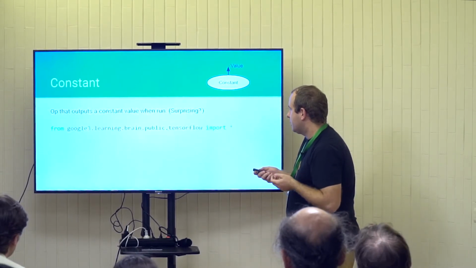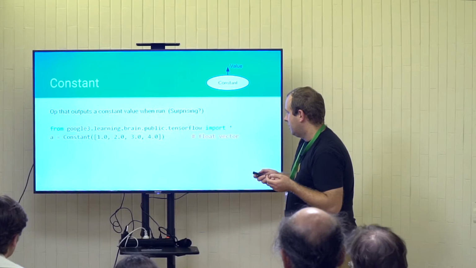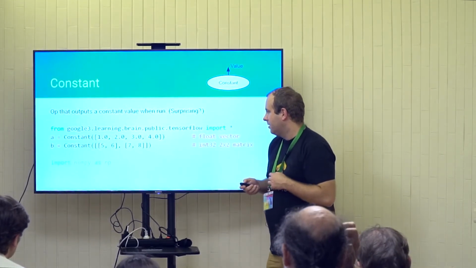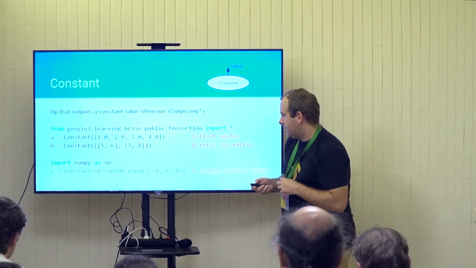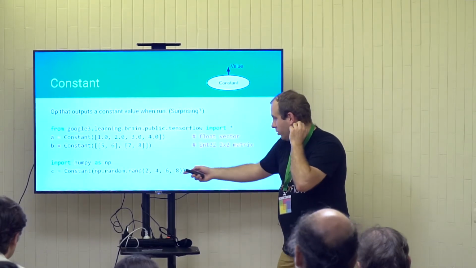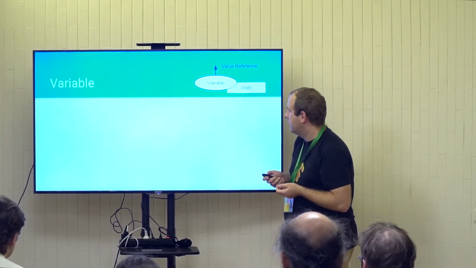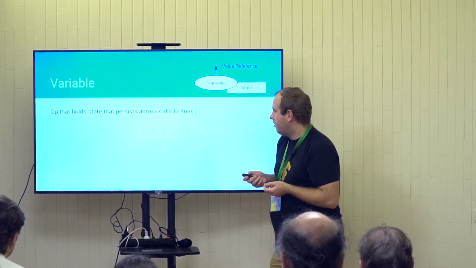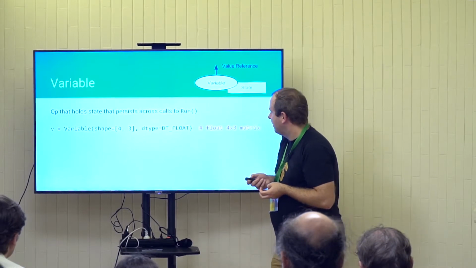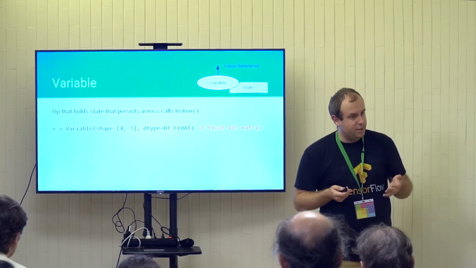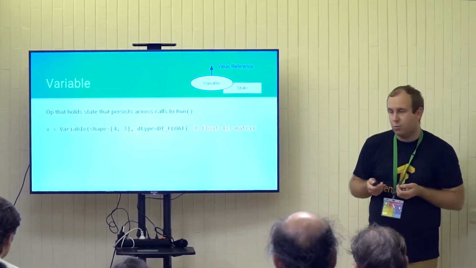So what's a constant? Well, just say a equals tf.constant. You can construct them from NumPy arrays as well, of course. And that's it. Variables are like constants, but they hold state, so they can be updated.